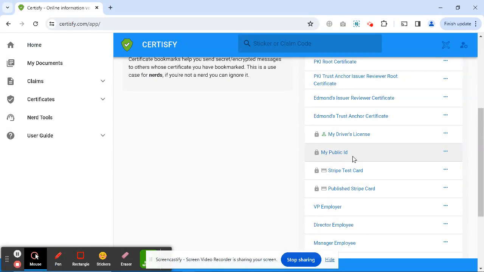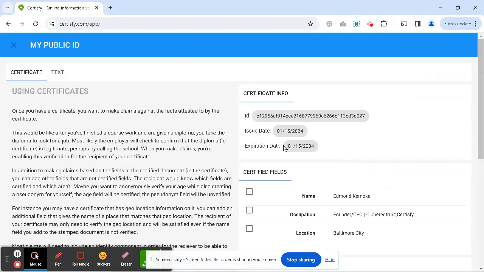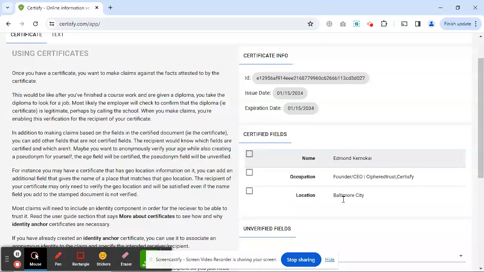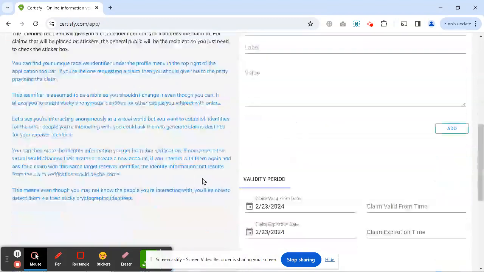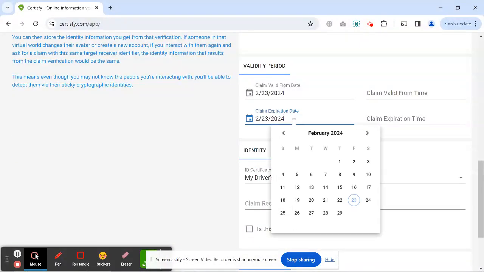Certificates are what you use to generate claims. In other words, they have the information that has been verified. In this case, I'm using a certificate that has some basic identity information for me. This information has been verified and I've been issued a certificate for it. I specify for how long I want this claim to be valid.